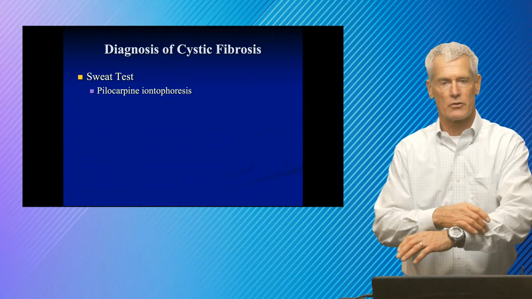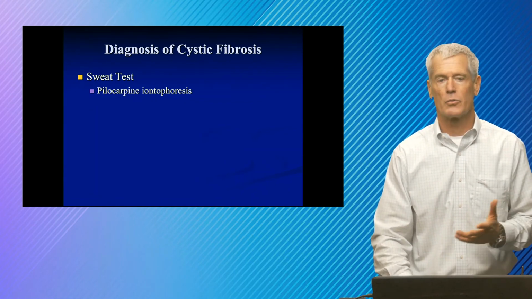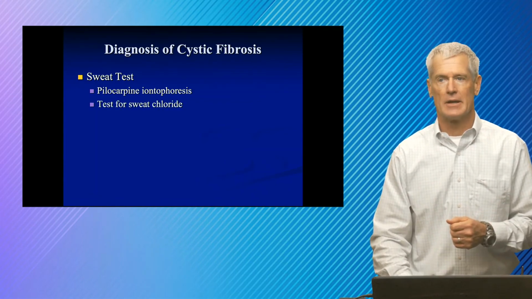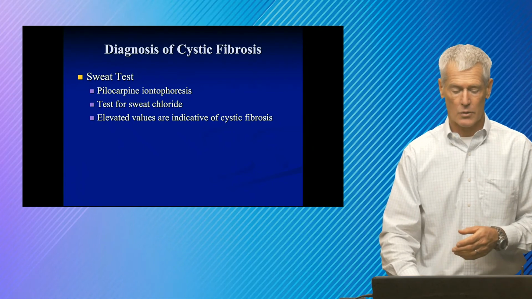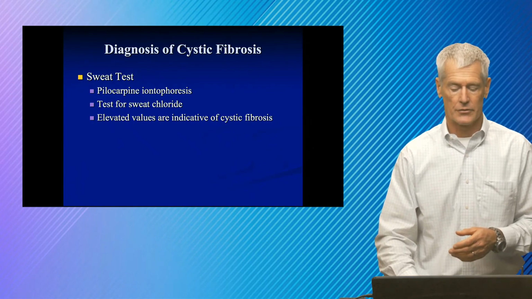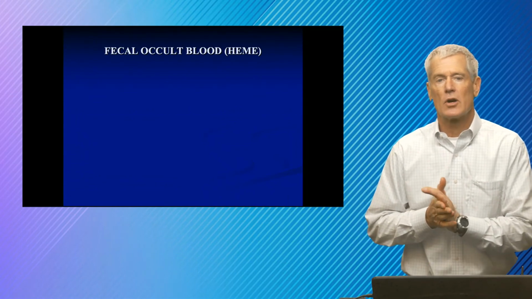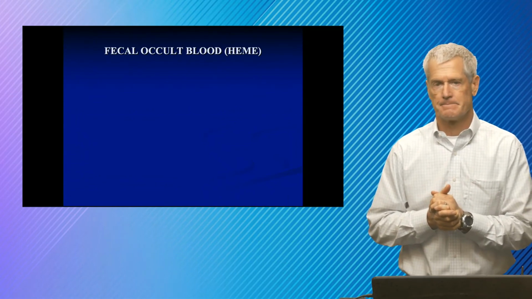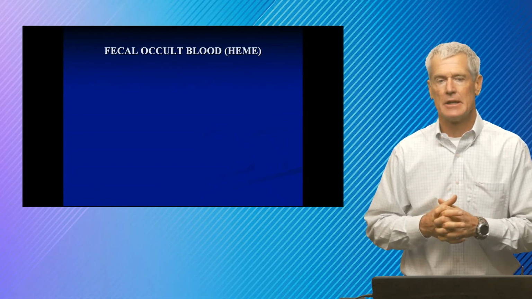And so you collect the sweat and you measure the sweat chloride content. And so the sweat chloride content is going to be indicative of cystic fibrosis. So a high chloride content is consistent with CF. Last test I want to talk about is fecal occult blood. Fecal occult blood is looking for GI bleeds.